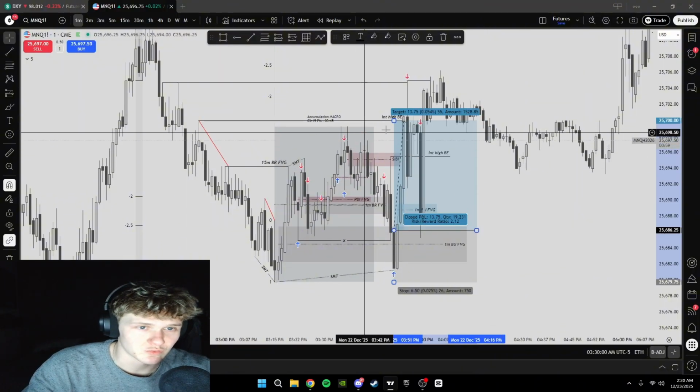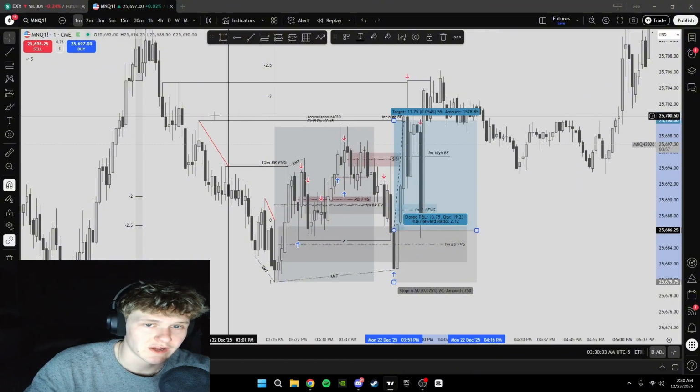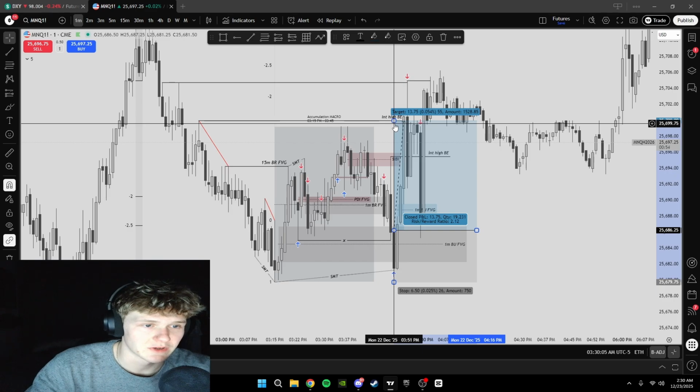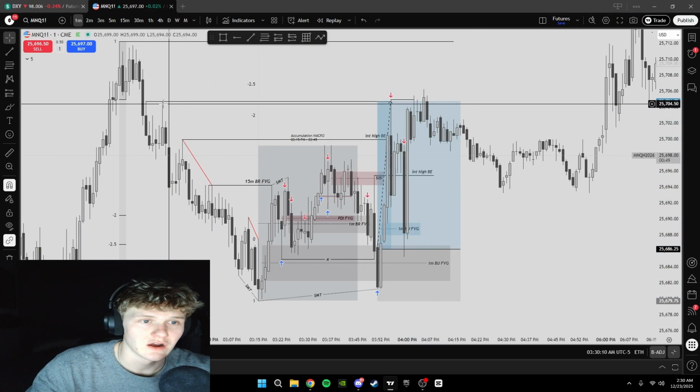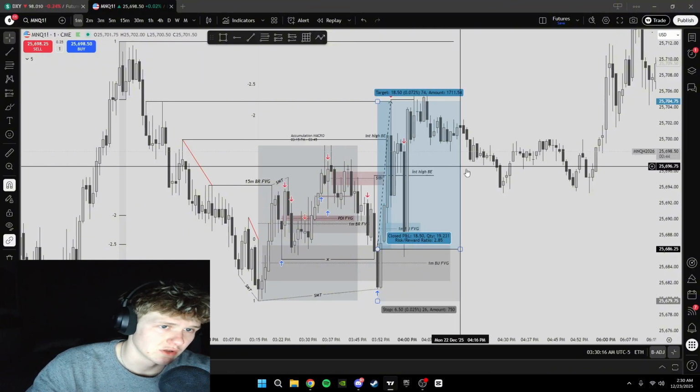My second two targets were obviously the macro highs at these equal highs accumulation. That's my take profit one at a 2 to 1 risk reward. And then my third runner was all the way up to this 5 minute fair value gap, almost 3 to 1 risk reward.